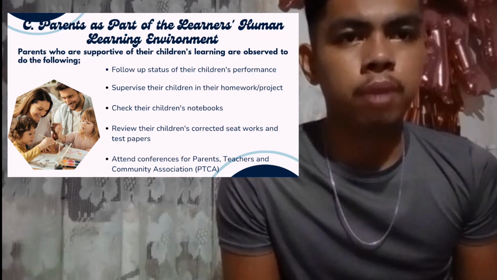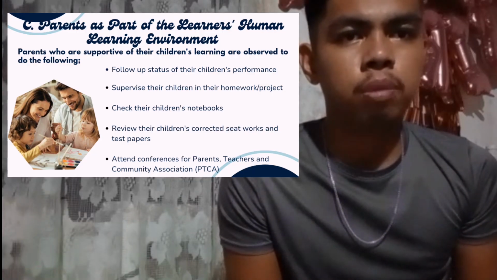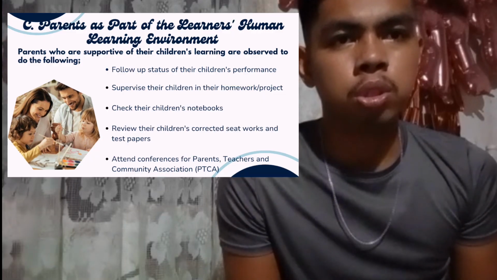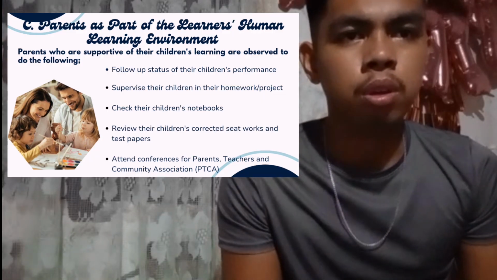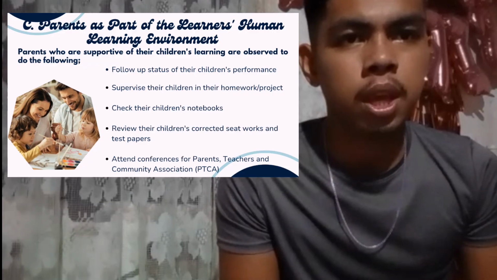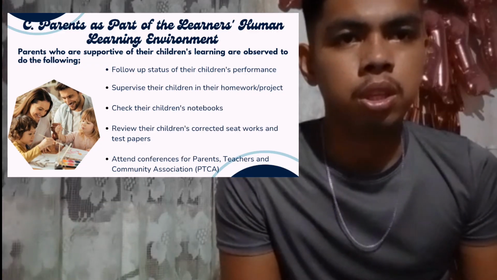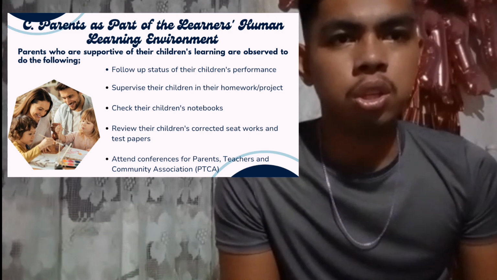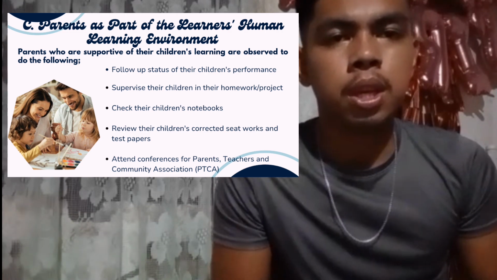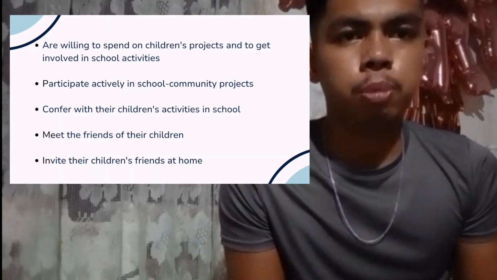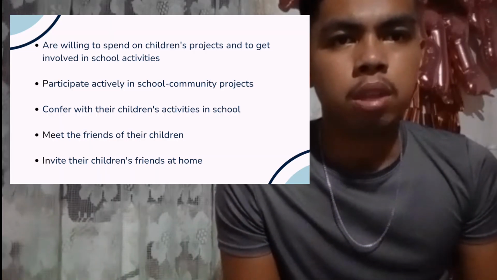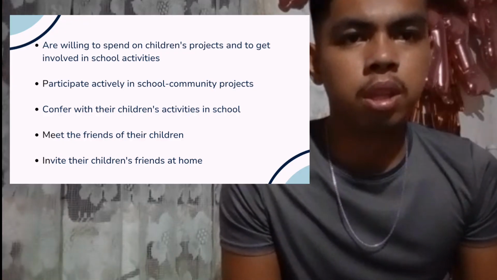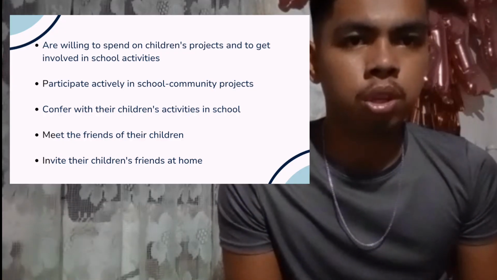Two, supervise their children in their homework and projects. Three, check their children's notebooks. Four, review the children's corrected works and test papers. The fifth is attend conferences for parents, teachers, and community associations or PTCA. The sixth is are willing to spend on children's projects and to get involved in school activities. The seventh is participate actively in the school community projects.